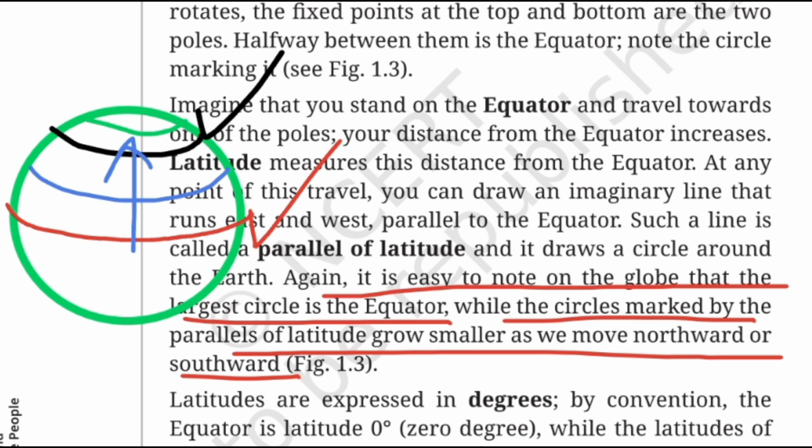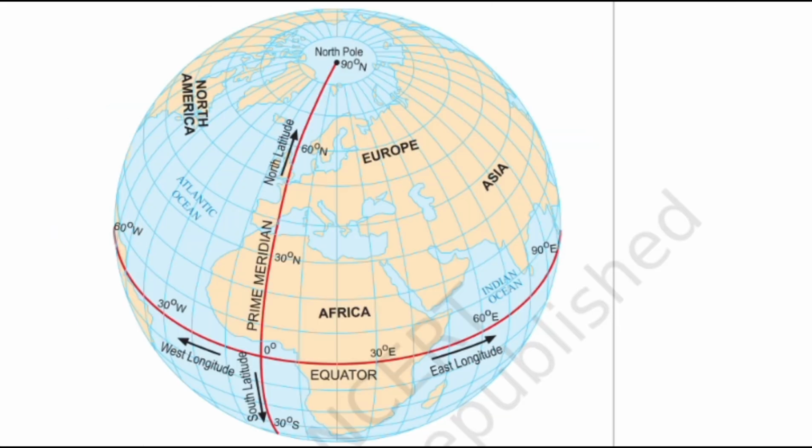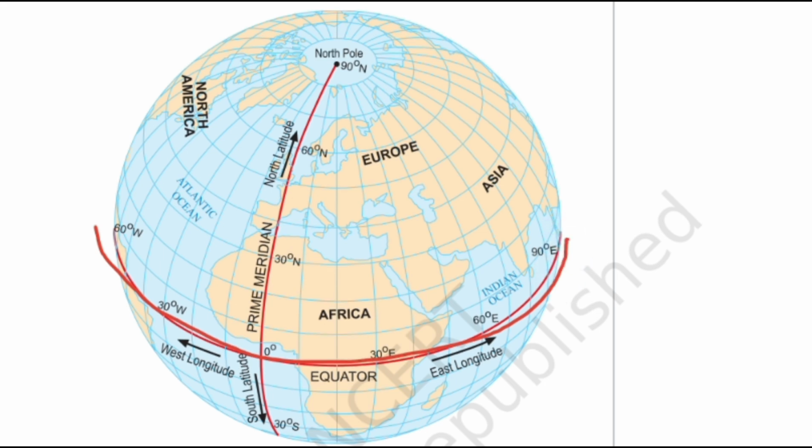I will show it on the globe. This is a globe and this is the equator. This particular red one is the equator. That equator continues on the other side; I am not drawing it. Now we can consider a particular encirclement here. This is one encirclement, continuing like this. This is one, and we are moving towards the pole.